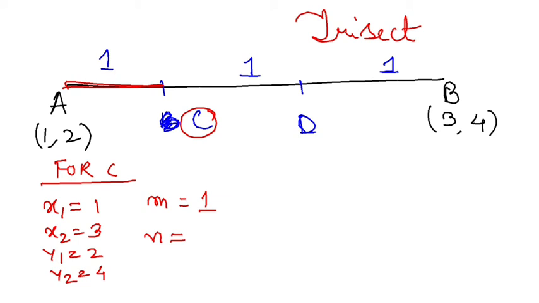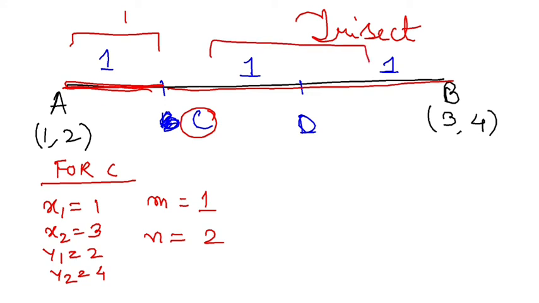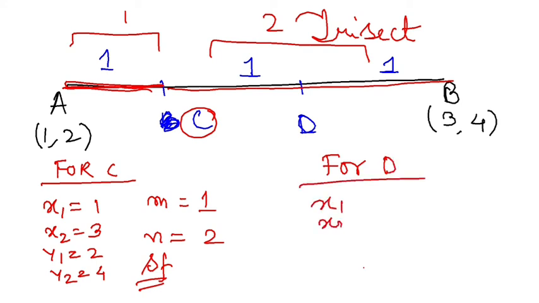1 plus 1, 2. For C, it is the whole first part and the whole second part, meaning C has divided it in the ratio 1:2. All right, and then you can apply the section formula and you can find the coordinates of C. Similarly for D, x1, x2, y1, y2 will all remain the same.